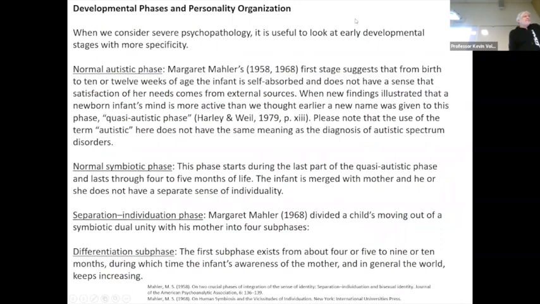All right. So let's talk a little bit about these Mahler stages that I just mentioned. When we consider severe psychopathology, it's really useful to look at early developmental stages with more specificity. This is where we're going to find the origins, the genesis of personality disorders, right? So Mahler wrote in 1958 and 1968 about these stages. And her books are really, really good. I recommend them. These are some: Human Symbiosis, Vicissitudes of Individuation, 1968. Very, very good book. She wrote what's called the normal autistic phase.